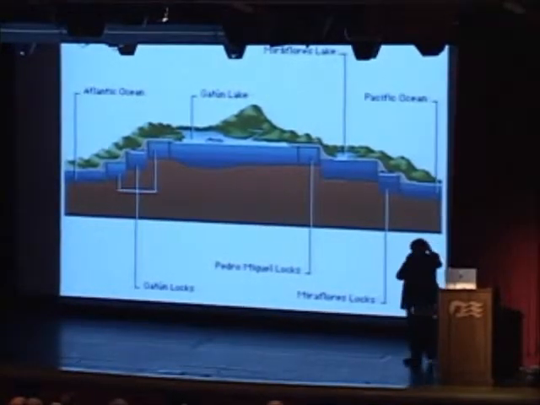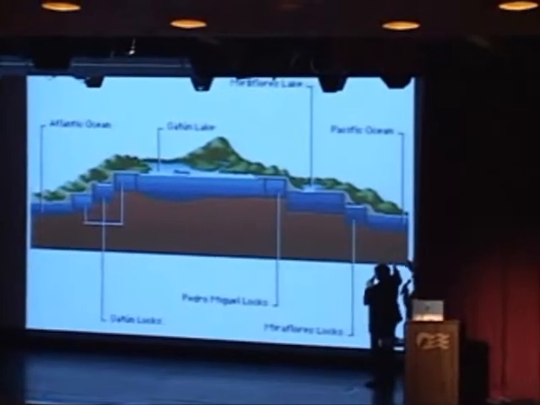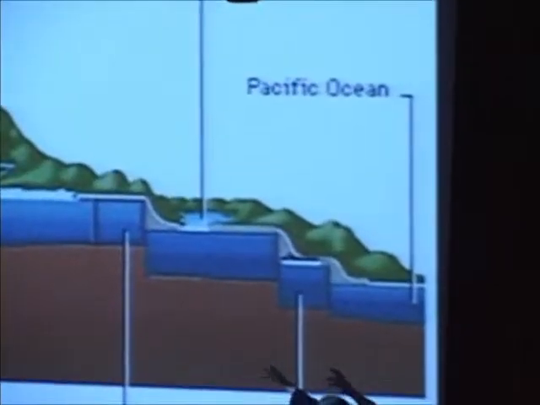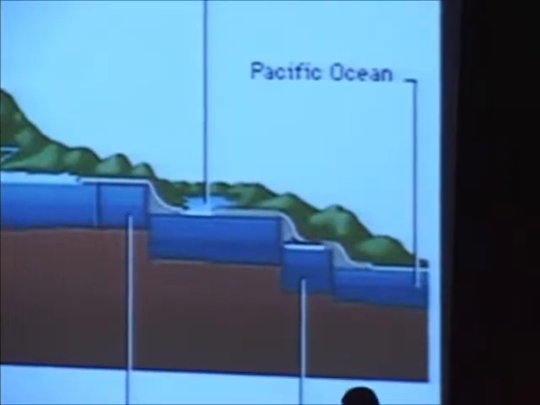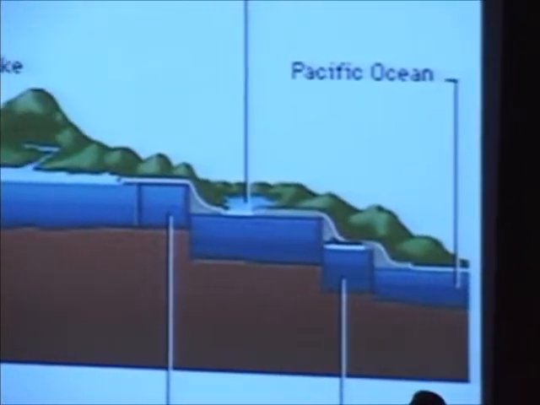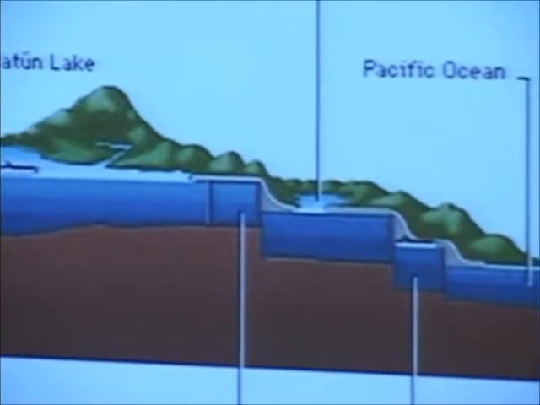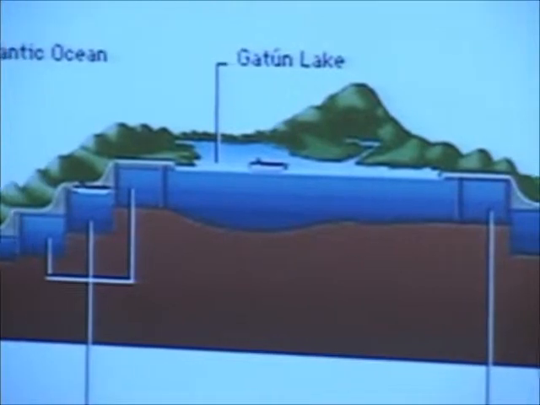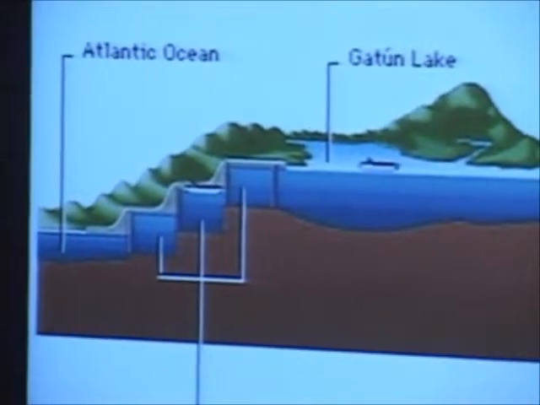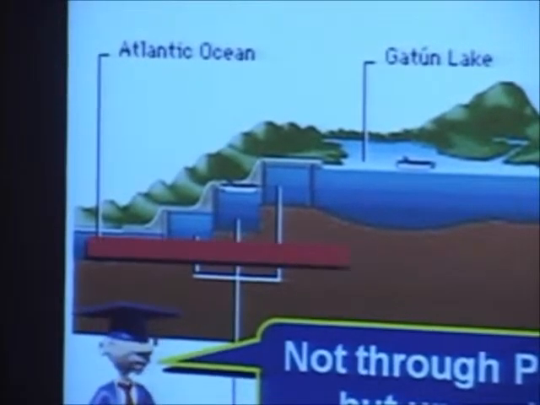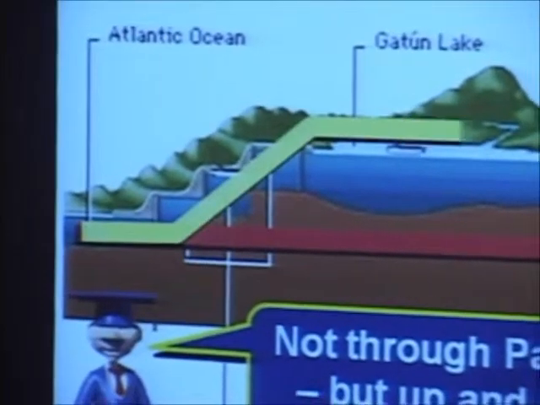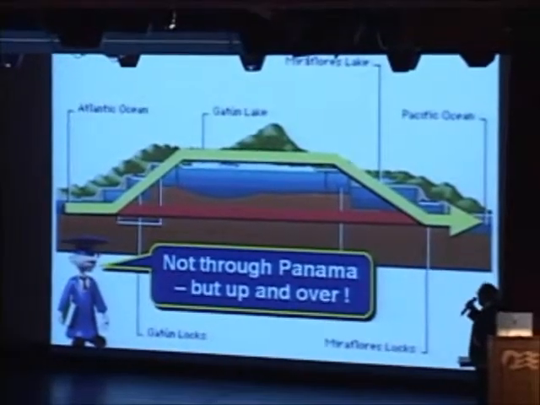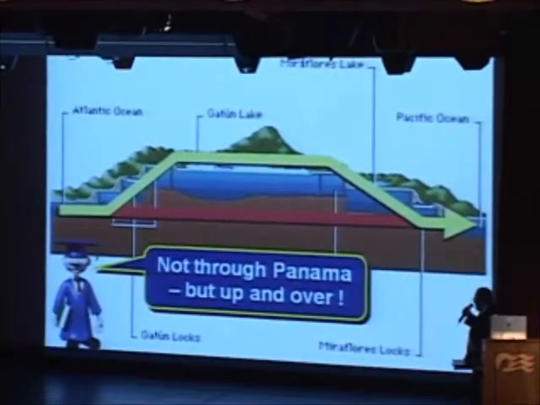Okay, and this is a cross-sectional view of the canal. This is the end at which we're going to enter, the Pacific Ocean end. We'll be going up one stage Miraflores, two-stage Miraflores locks, one stage Pedro Miguel, going across Gatun Lake, and then down to the Atlantic Ocean level by the three-stage Gatun locks. So basically we're going to be going up and over the isthmus instead of straight through. Not through Panama, which was the original French plan to have a sea level canal, but a lock type canal using a series of locks to take the ship up.